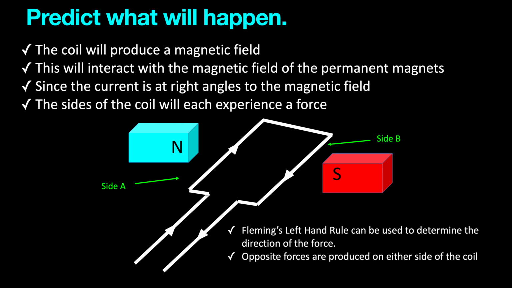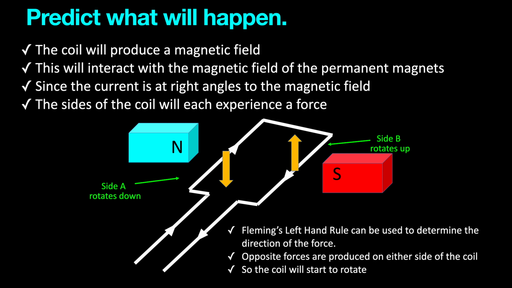So, the left-hand side will experience a force in a downward direction. That's because our second finger, showing current flow, should be pointing towards the screen, and our magnetic field lines should be pointing to the right, leaving our thumb pointing downwards. And on the other side, it's the opposite. Just simply switch your hand around. Now your second finger should be pointing towards you, and your thumb pointing upwards.